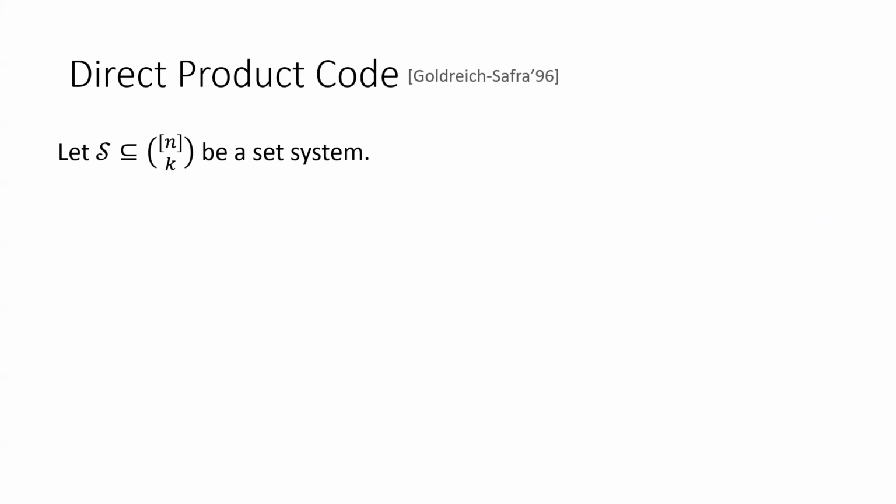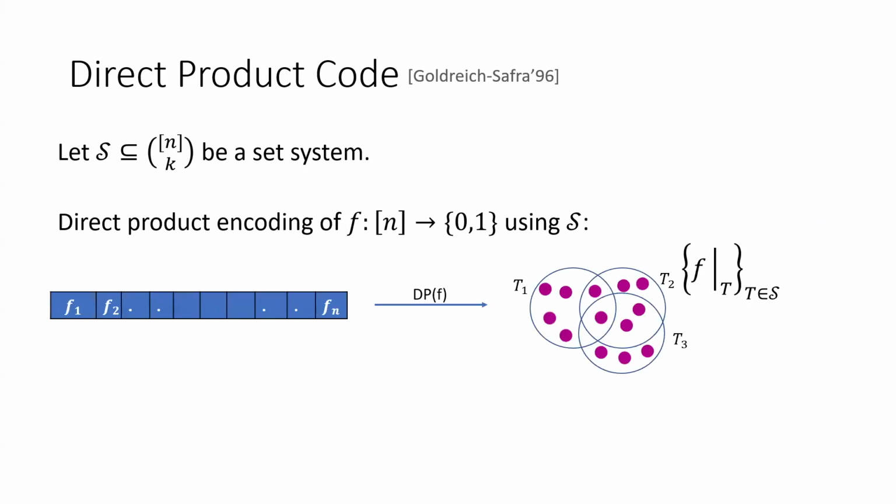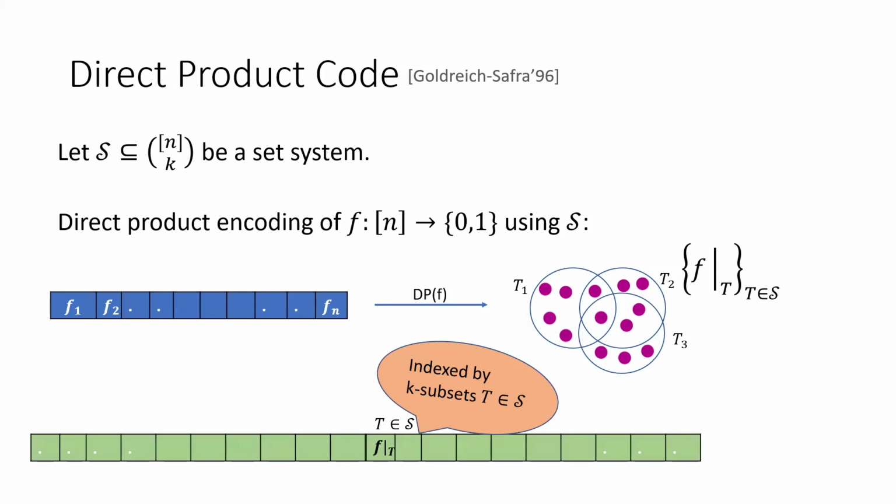Let's fix some set system over n, let it be a k-uniform set system. The direct product encoding of some function f from the universe n to {0,1} using this set system is simply the restriction of f on the sets. You can alternatively think of it as a huge table where in each entry of the table, you write down f restricted to T.